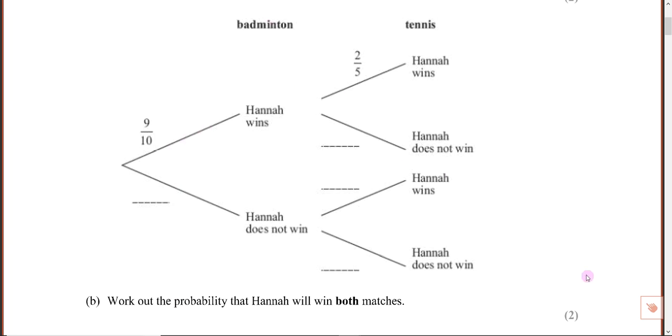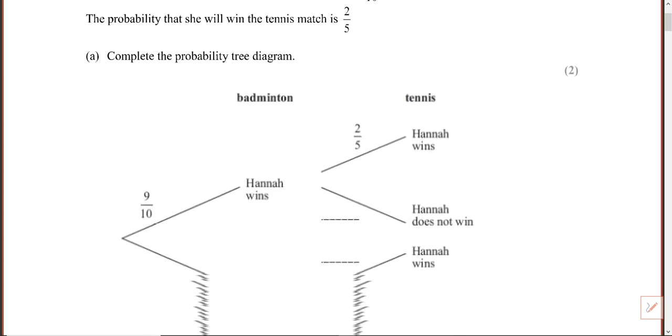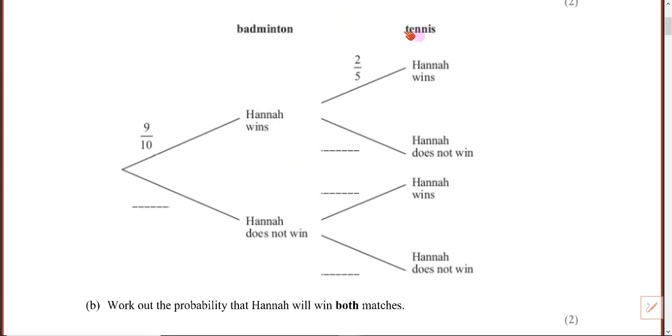So we've got this information here, and the setup is Hannah is going to play one badminton match and one tennis match. The probability that she will win the badminton match is 9/10. The probability that she will win the tennis match is 2/5. Complete the tree diagram. So we've got badminton, tennis. The probability that she wins the badminton is 9/10. The probability that she does not win the badminton is 1/10. Then we move on. The probability that she wins tennis is 2/5. Therefore, the probability she does not win it is 3/5.